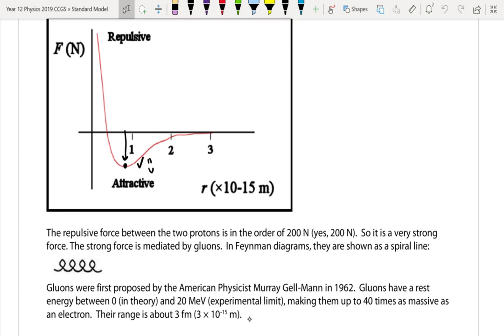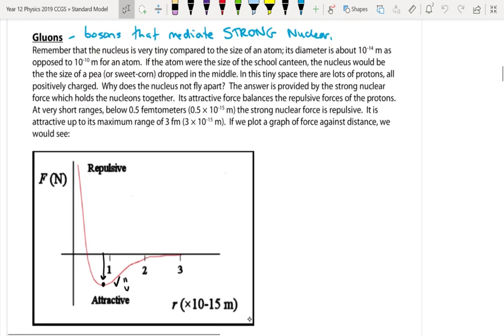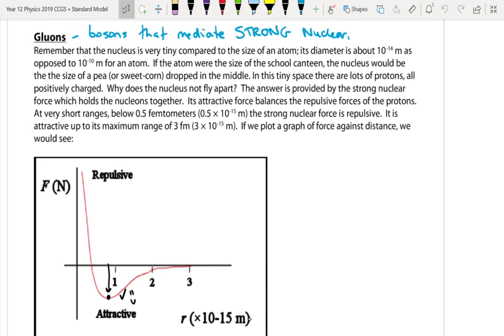Were it not for our gluons, these mediating particles that bounce backwards and forwards between proton and neutron that keep everything glued. That's why they were called the gluon. They're the gluey boson that binds our nucleus together. Look at these physicists, they've got senses of humour. So, why do they not fly apart? The answer is provided by this strong nuclear force.